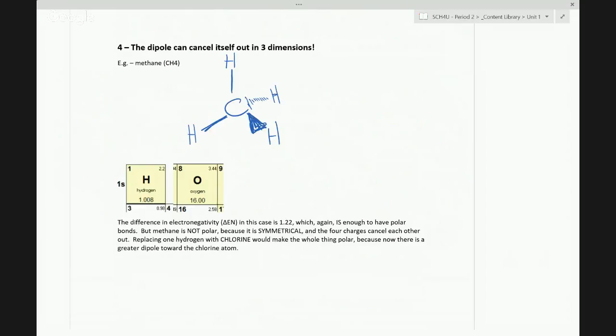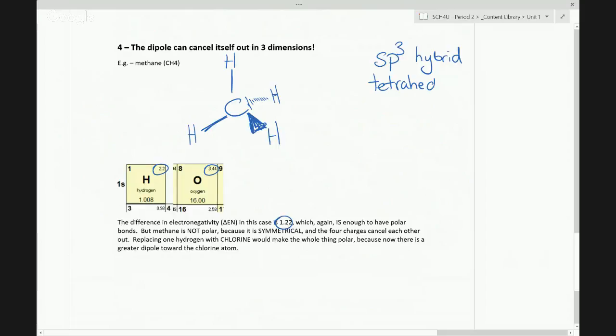And again, I want to show you that the difference in electronegativity is 1.22. All right, so this is sp3 hybridized, which means it's going to be 3D. Specifically, we call this a tetrahedron. Excuse me. So the bond angle is 109.5 degrees. And the difference in electronegativity is 1.22. So the bonds are polar.